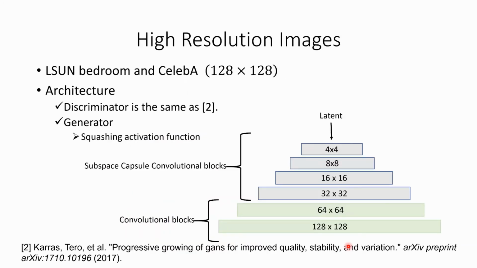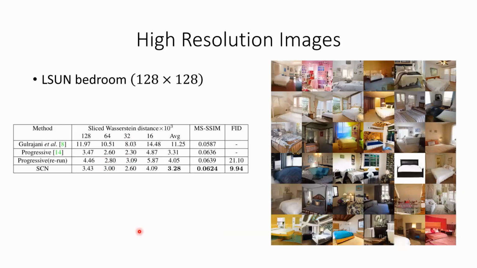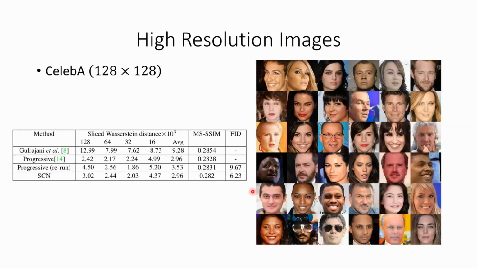We also applied the subspace capsule network in generating high resolution images for LSUN bedroom and Celeb-A datasets with a resolution of 128 by 128. We have in our discriminator the same architecture as progressive growing GAN, but in our generator we replaced the first 4 resolutions with subspace capsule layers. And here we have a squashing activation function for our generator. Here are the generated samples for the LSUN bedroom dataset. As you can see, we achieved significant improvement in FID score over our baseline. These are samples for the Celeb-A dataset. Again, we have improvement for FID score, and the generated samples look really natural.